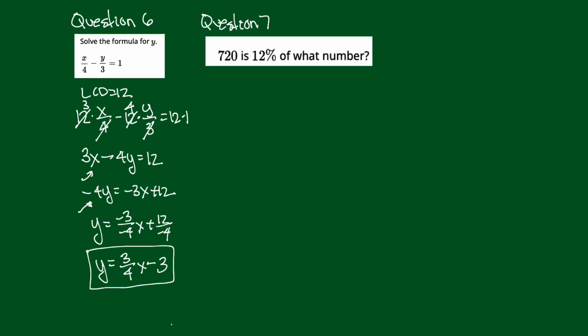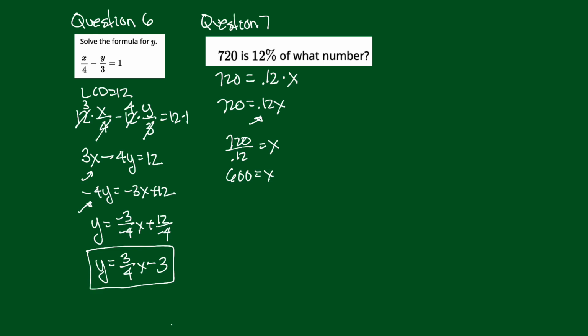Question 7 says that 720 is 12% of what number? When I see questions like this, I'm going to read left to right and write what I read. So 720 is 12%, change it to a decimal, of, times, what number? x. So here's what I've got. 720 equals 0.12x. We can get this if we just divide by 0.12. So I'll get 720 divided by 0.12. That's equal to x. Now if you want to use a calculator, that's great. And you'll get 600 is equal to x.